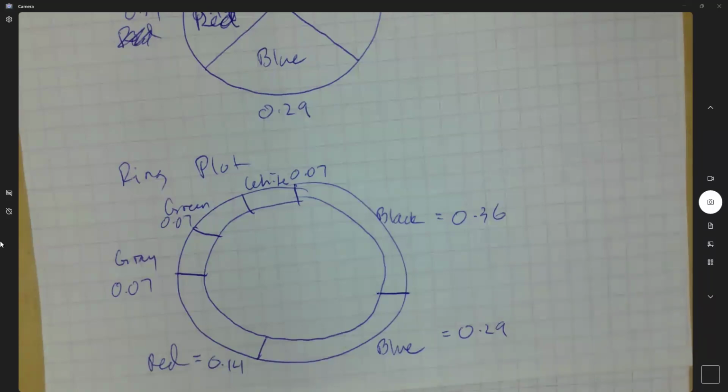So your labs, you won't do any of these. You're just going to do a basic frequency bar plot, which is fine. Anybody have questions about that?